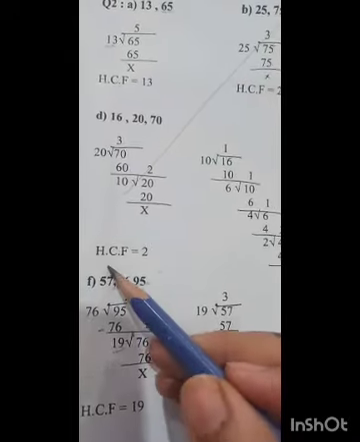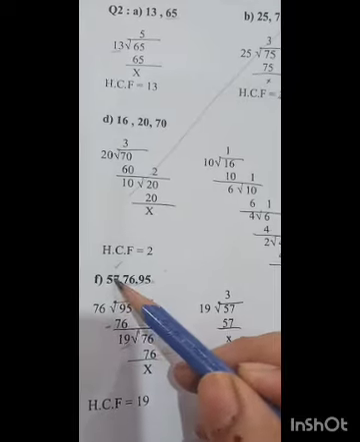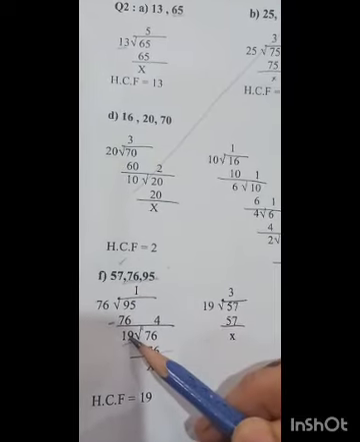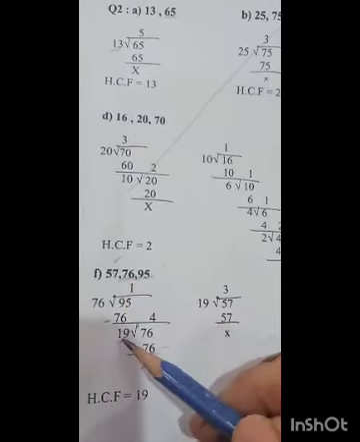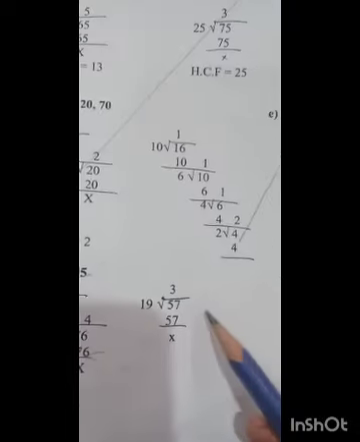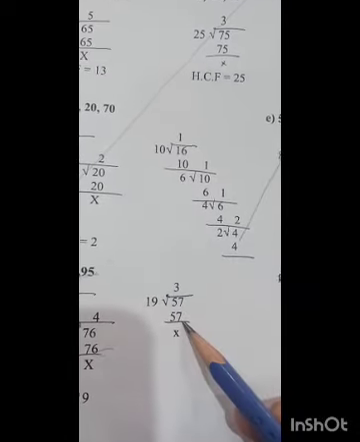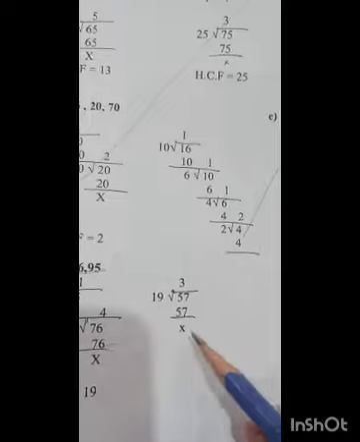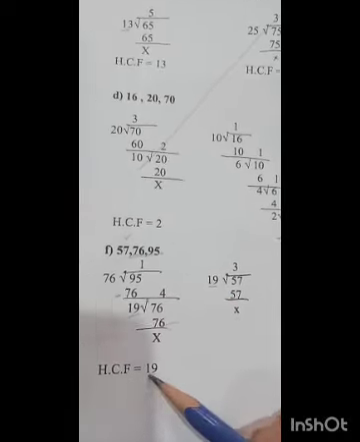Okay. Now the third number remains. Now we will solve the third number with the final factor, that is 57 and 19. Okay, so 19 3s are 57, so it is completely divided. So 19 is your HCF.